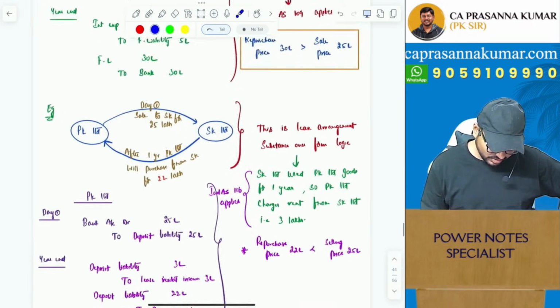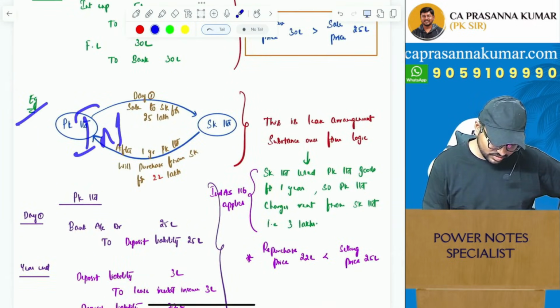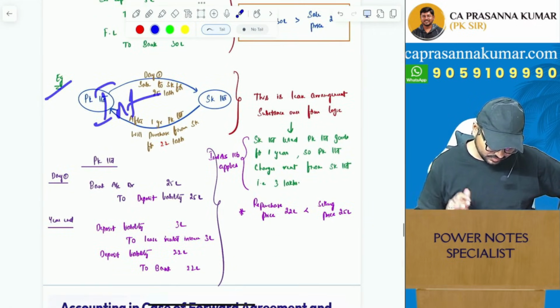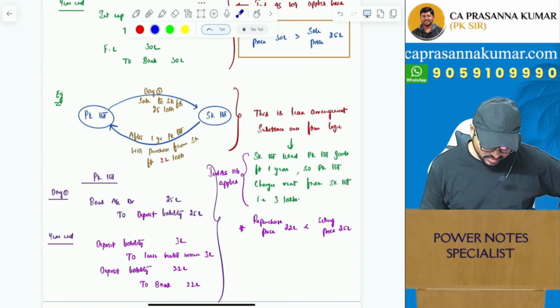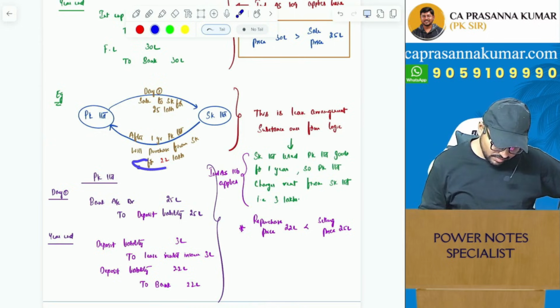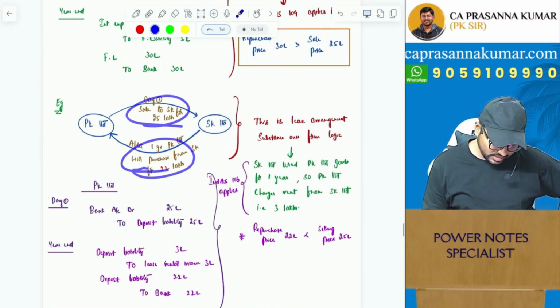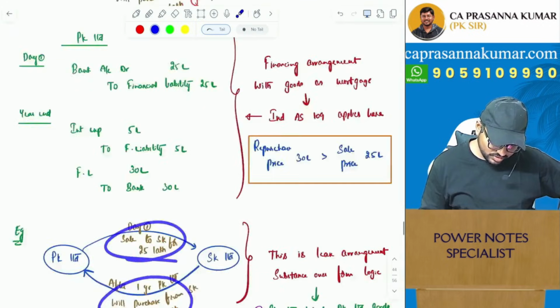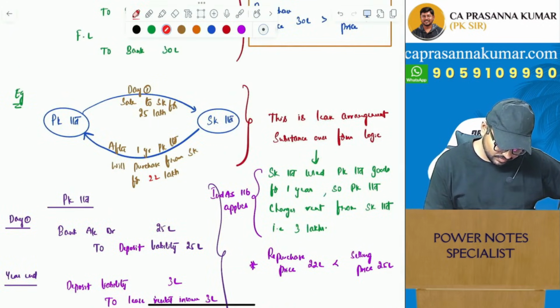But this is interesting. But another example. This is interesting. Sir, what is this, sir? Here, the repurchase price is less than selling price. What is this? Repurchase price is less than selling price. Usually this happens. Here I've written goods, na? Here you see what I'm going to write.